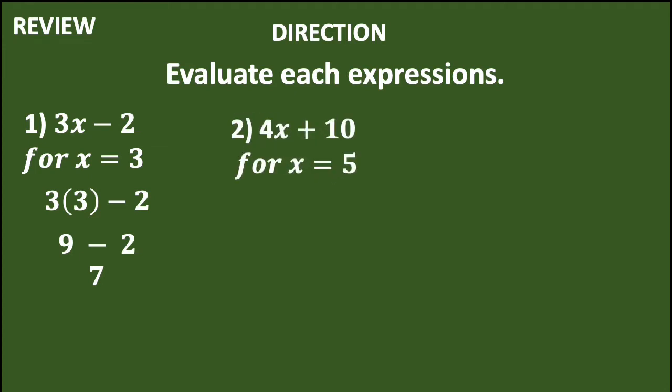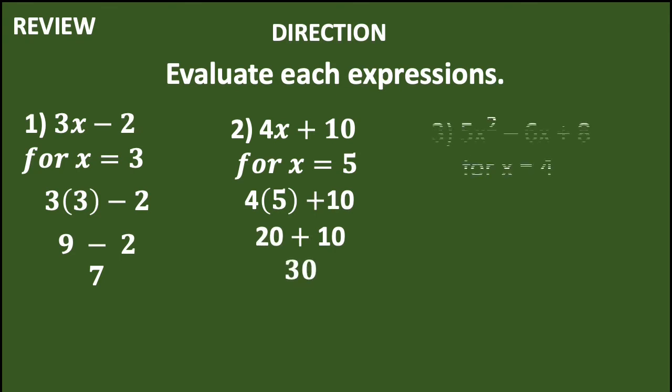Let us have number 2. 4x plus 10 for x equal to 5. Again, by substitution, it will become 4 times 5 plus 10. And 4 times 5 is 20 plus 10. The answer is 30. Let us have number 3.